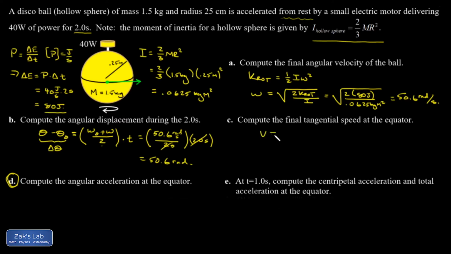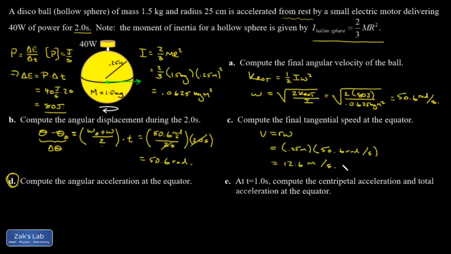And we just used the formula v equals r omega for this. The radius is 0.25 meters, and omega is something we already computed, 50.6 radians per second. I end up with a tangential speed at the equator of 12.6 meters per second.